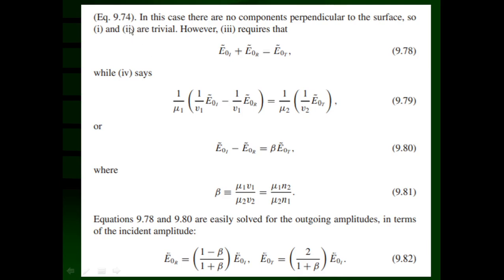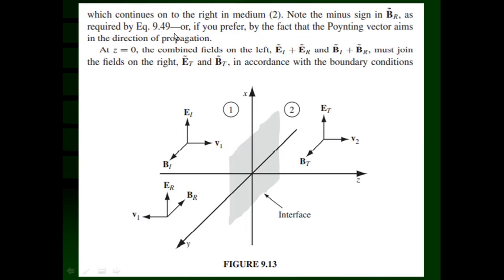Now equation 9.74. In this case, there are no components perpendicular to the surface, so 1 and 2 are trivial. At z equal to 0, the combined fields on the left, EI plus ER and BI plus BR, must join the fields on the right, that is ET and BT, in accordance with the boundary conditions.